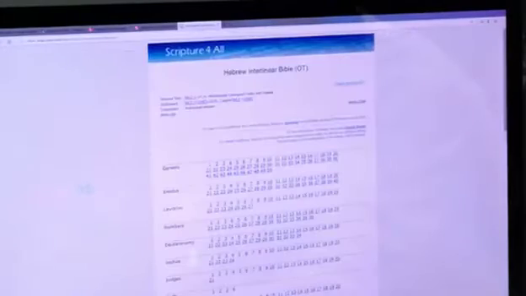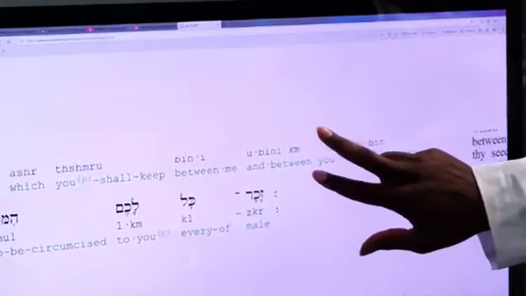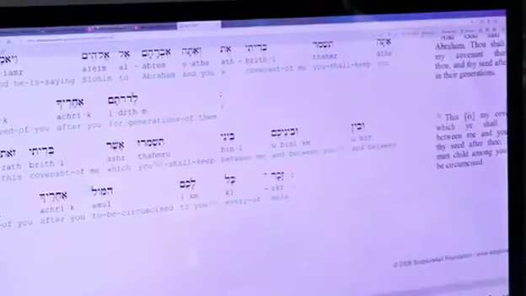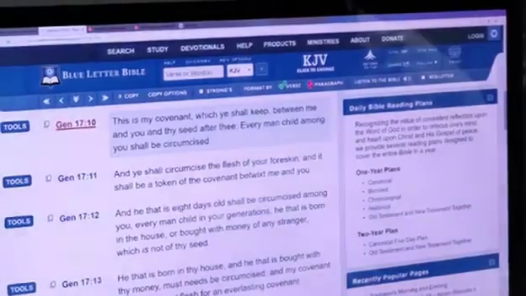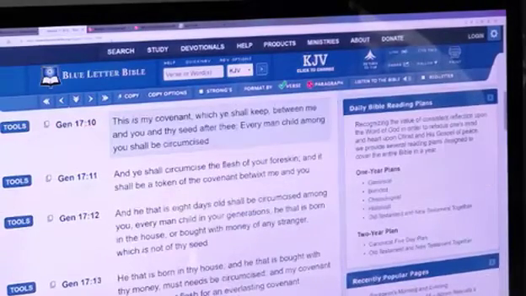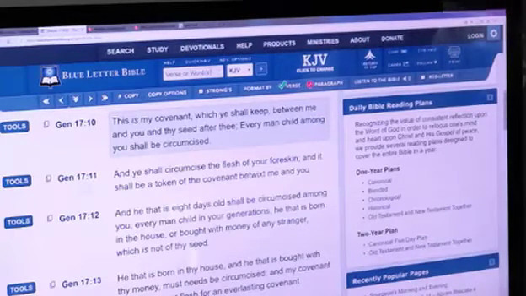Okay, let's go back to it. Let's see if it'll come up this time. Again, going to Genesis chapter 17, verse number 10. Well, as you can see, as we enlarge it, it kind of blinks out. So let's go back to Blue Letter. Let's see if this is going to work here. All right, so again, they're not showing the interlinear. So let me think, is there another program that we can use on the fly?